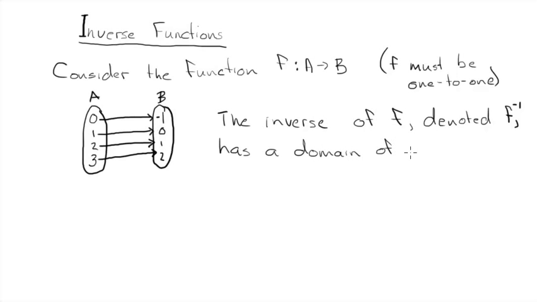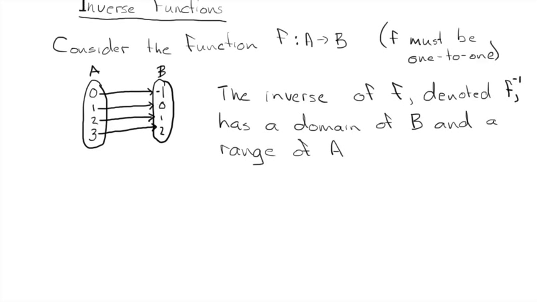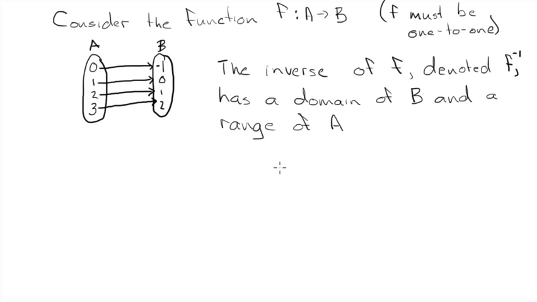has a domain of A, oh sorry, I just wrote that backwards, has a domain of B and a range of A. So notice it kind of flips. Instead of having the domain A and the range B, its domain is B and its range is A. So it switches the domain and range, and the function will be defined as follows.